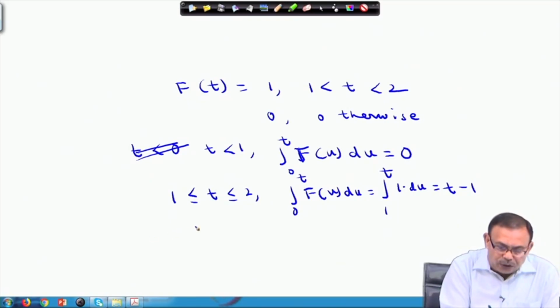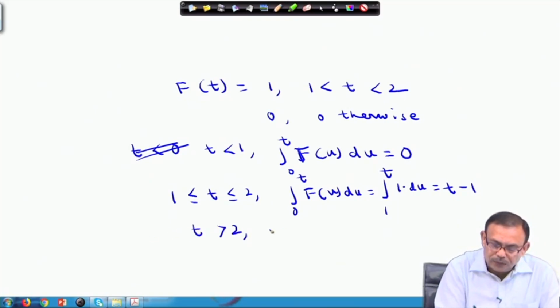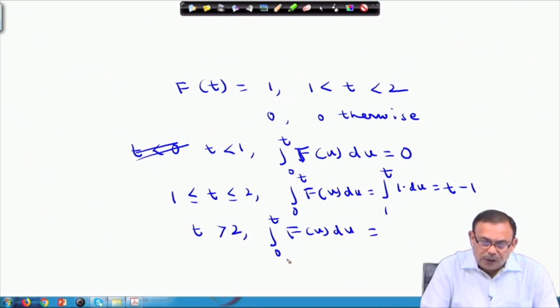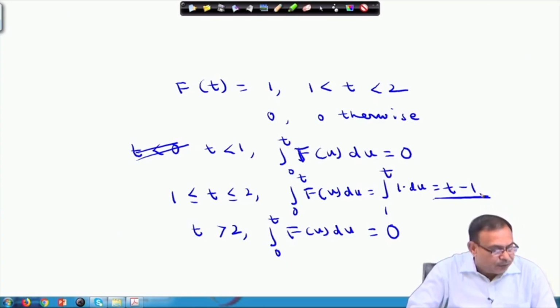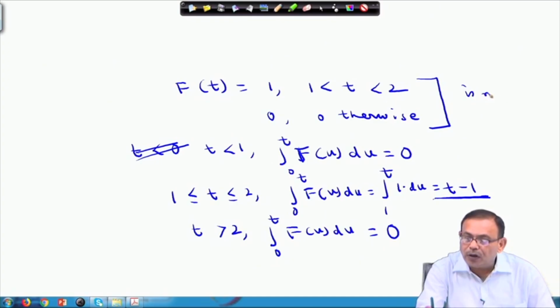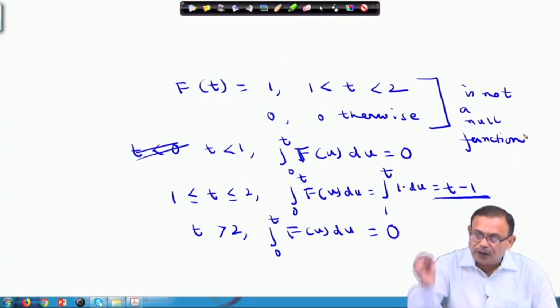And for t greater than 2, the integral from 0 to t of f(u) du, this value again, whenever t is greater than 2, the value of the function is 0. So, you see I am getting the value t minus 1 here. Therefore, this function is not a null function. This function is not a null function.